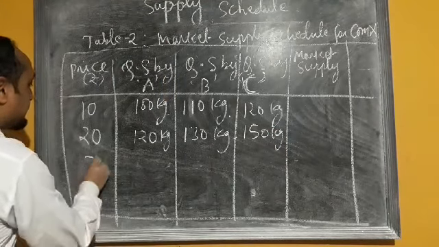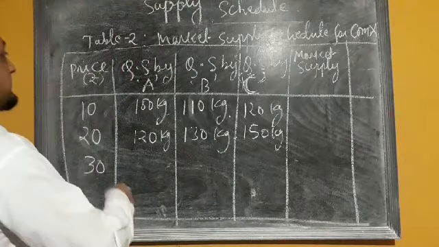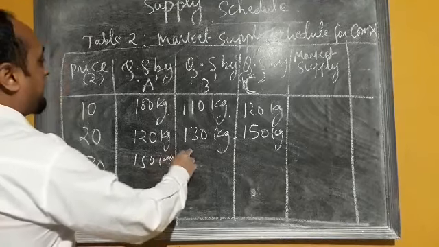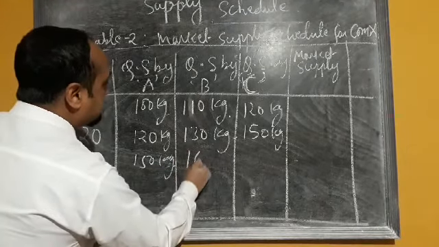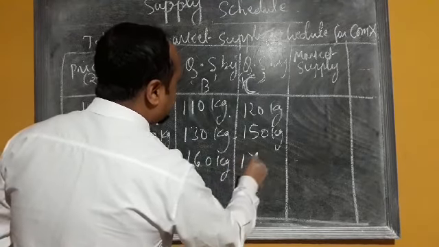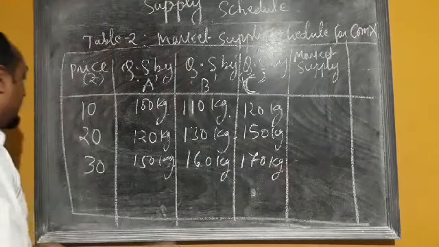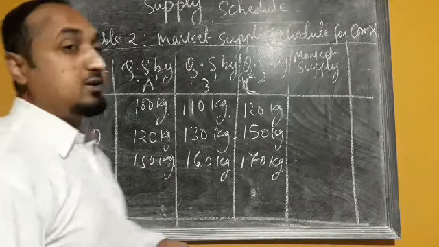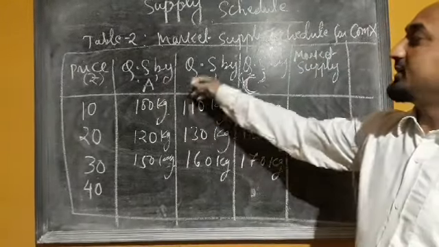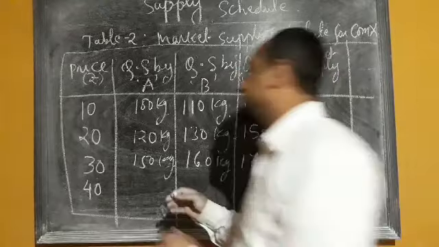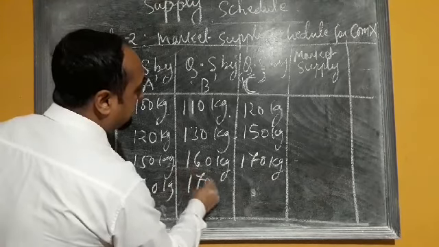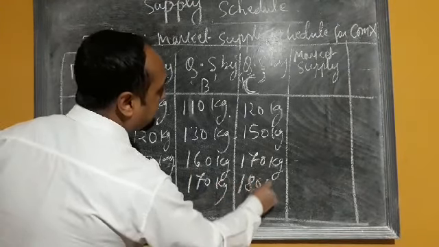Now when the price increases from rupees 20 to 30, suppose the quantity supplied by producer A is 150 kg, that of producer B is 160 kg, and that of producer C is 170 kg. Now if the price increases from 30 to 40, the quantity supplied by producers A, B and C changes to 160 kg, 170 kg, and 180 kg.